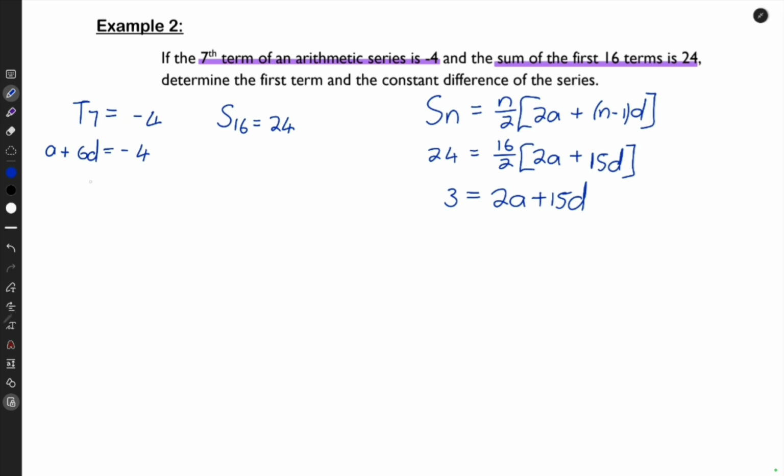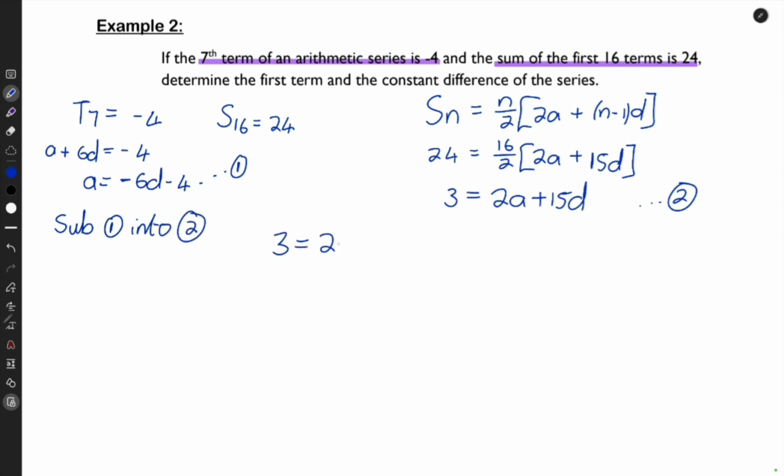So if I go substitution, I want a alone in this case. So a equals minus 6d minus 4. That is going to be my equation 1. That is going to be my equation 2. And then I'm doing substitution, so I'm just going to write what I am doing. Sub 1 into 2. So 3 is equal to, I'm replacing the a with the equation I got there, so minus 6d minus 4 plus 15d.